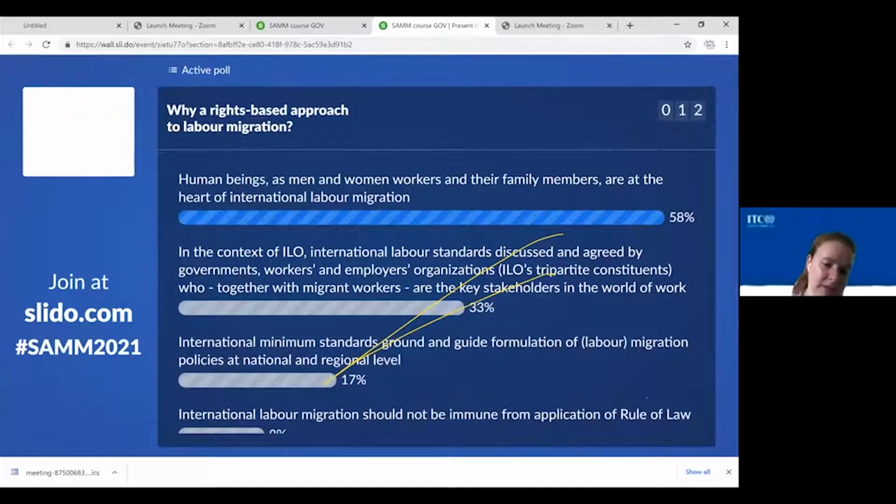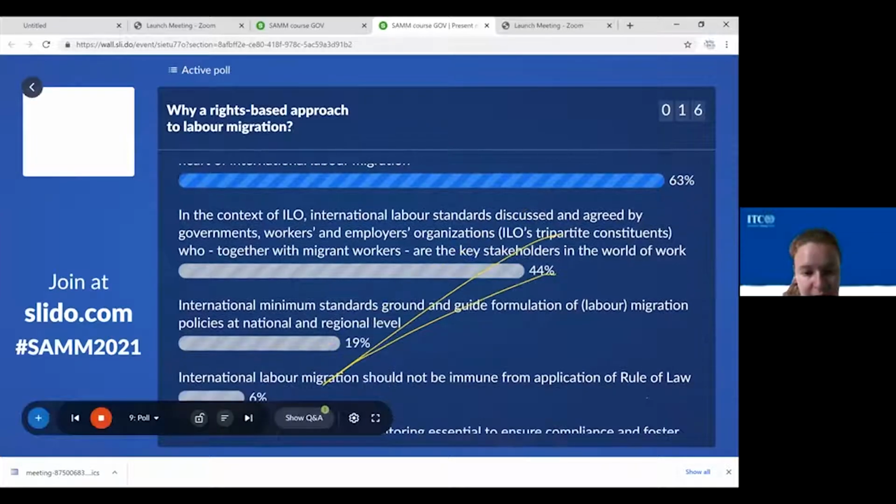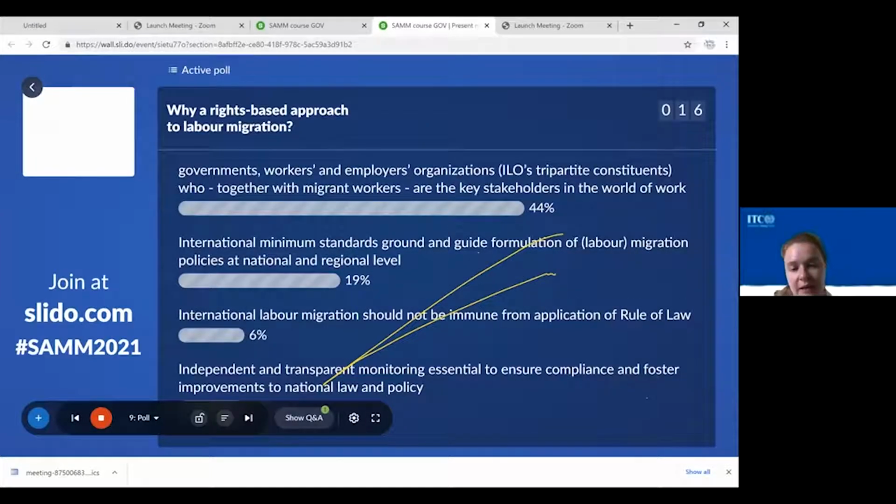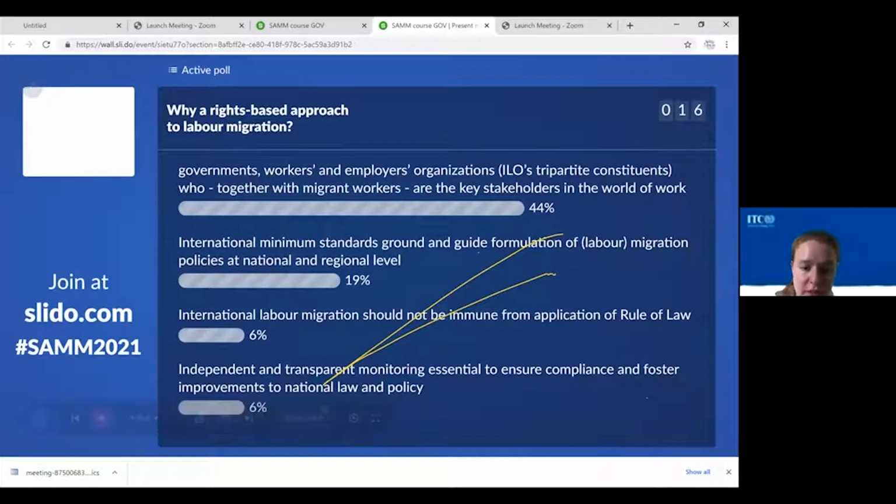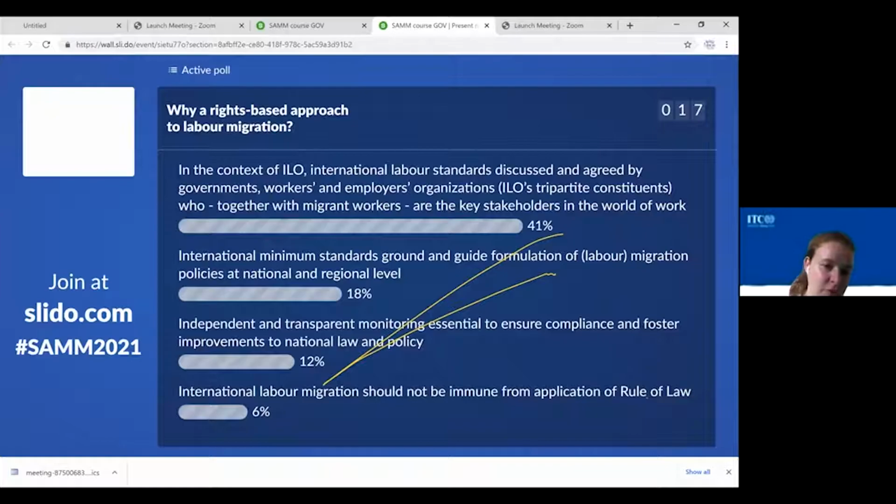Because international minimum standards ground and guide the formulation of labor migration policy at national and regional level. And also because international labor migration should not be immune from the application of the rule of law. So that will be interesting to know as well from your side. What do you think is the importance related to a rights-based approach to labor migration?